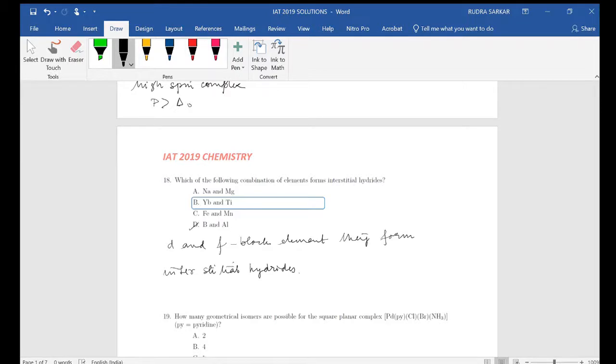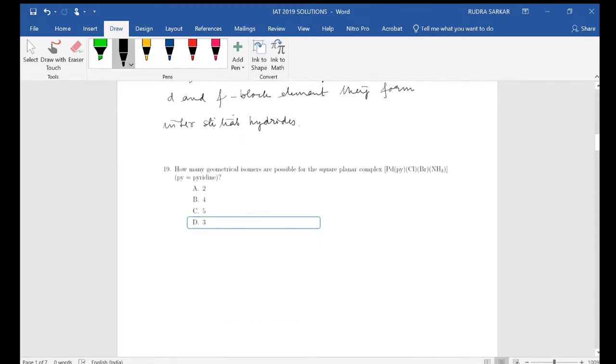Boron and aluminum will form covalent hydrides. Sodium and magnesium will form salt-like hydrides. Okay, these will form salt-like hydrides. Okay, they will be forming covalent hydrides, and for that reason they cannot be our chosen option.